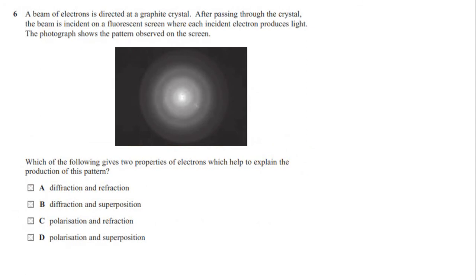Question number 6. A beam of electrons is directed at a graphite crystal. After passing through the crystal, the beam is incident on a fluorescent screen where each incident electron produces light. The photograph shows the pattern observed on the screen. This is a typical pattern of electron diffraction.